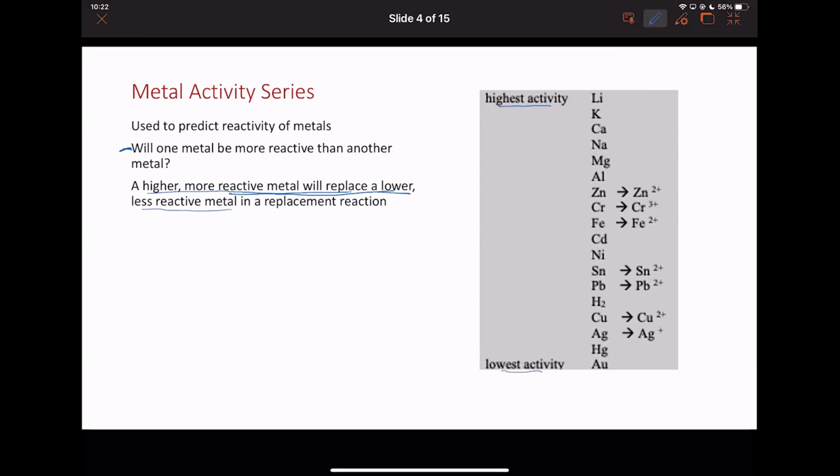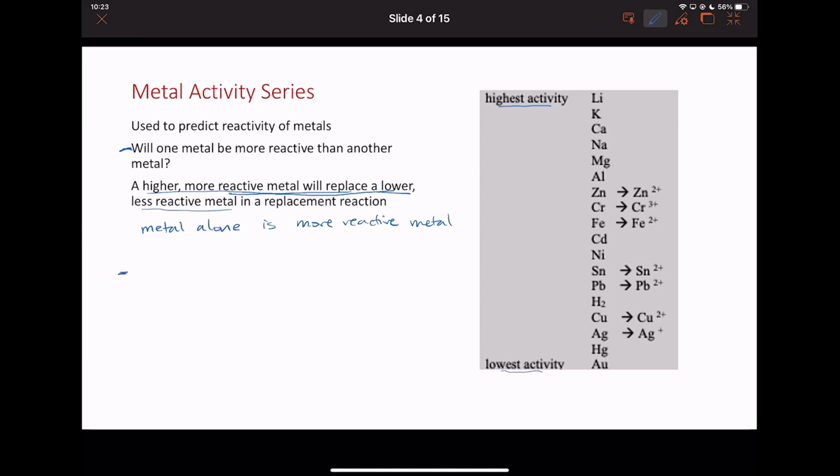Now, it does not always happen that there's a replacement, because the metal alone has to be the more reactive metal. If the metal that is part of a compound is more reactive, then there won't be a replacement. And I'll show you that in the next slide. But first, this activity series you use to predict replacement: which metal is higher will replace. The second part is equally as important. So you need this for two parts.